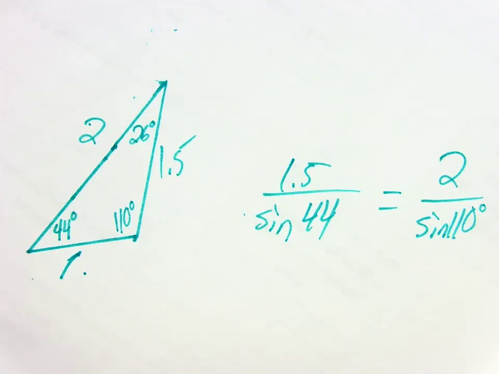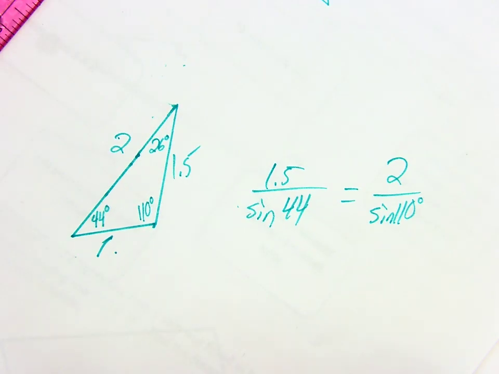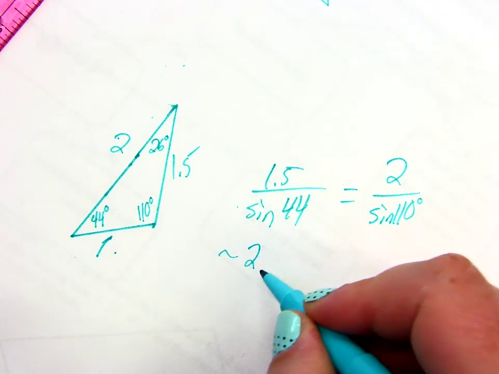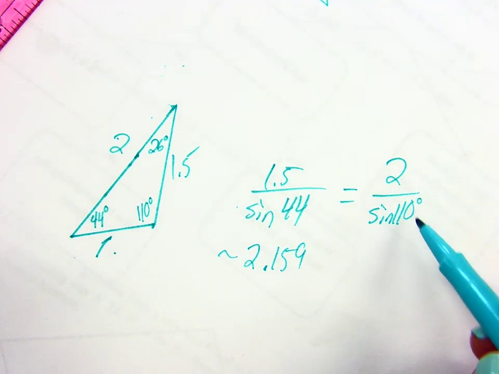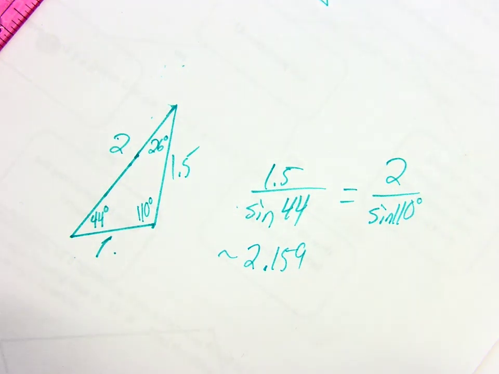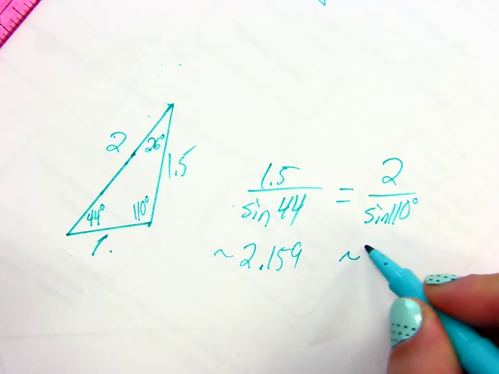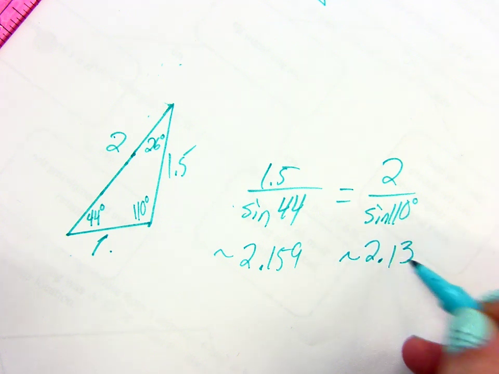First, let's make sure that we are in degrees mode. So if I do 1.5 divided by the sine of 44, it comes out to approximately 2.159. So I'm expecting to get pretty close to the same thing over here: 2 divided by the sine of 110. Well, what do you know? I get 2.13.